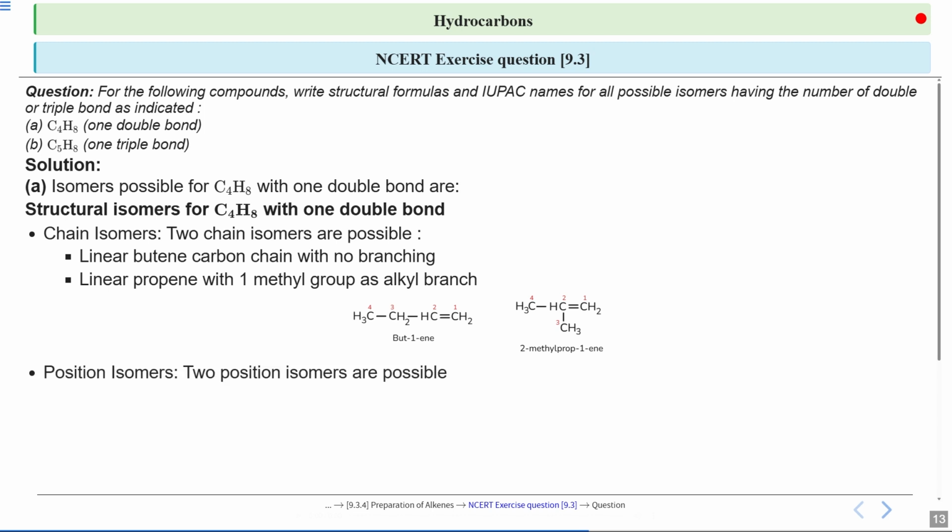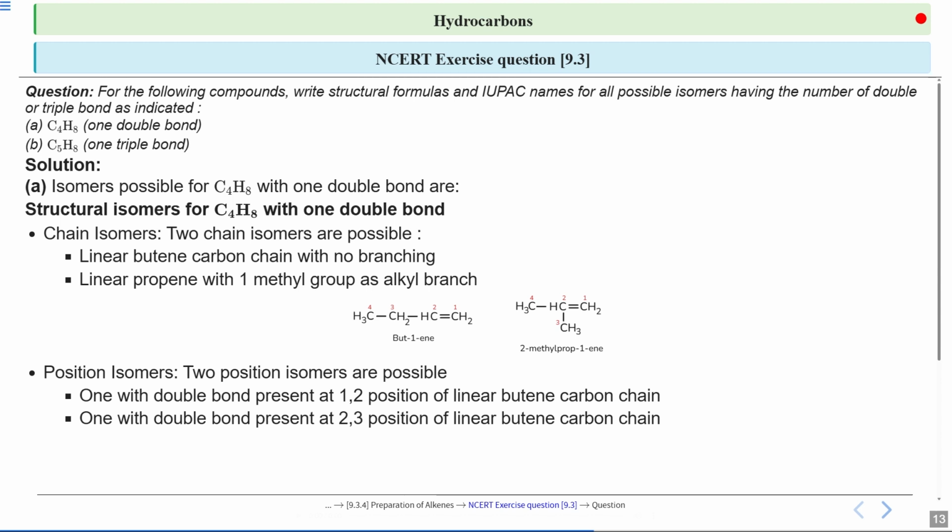Next, we can derive some position isomers from these given chain isomers. So, in that perspective, 2 position isomers are possible. One with the double bond present between positions 1 and 2 of linear butene. So, we are talking about linear butene. And the second one with the double bond at positions 2 and 3 of the linear butene carbon chain.